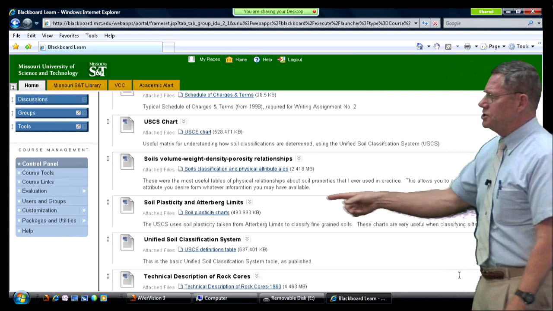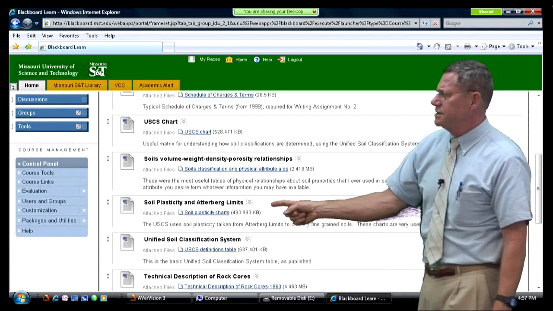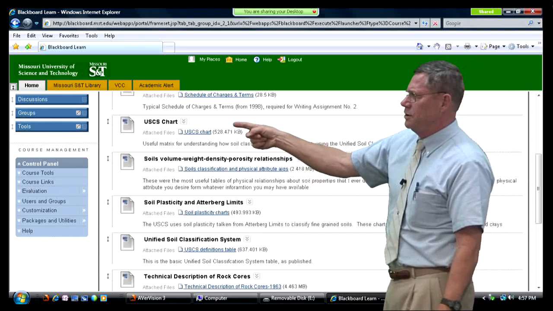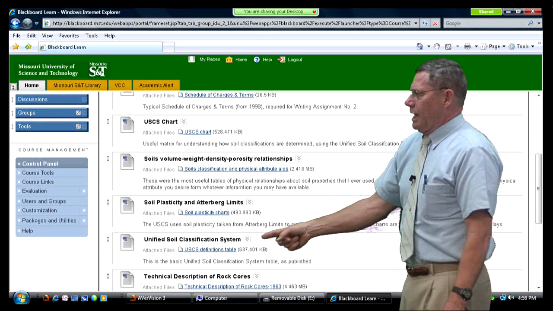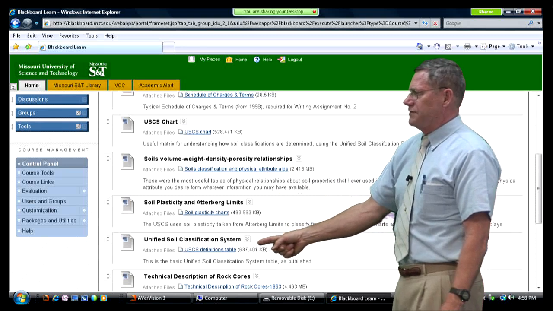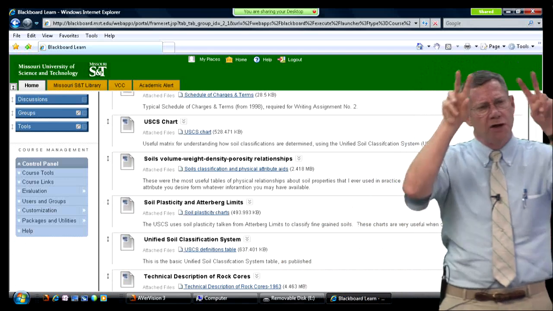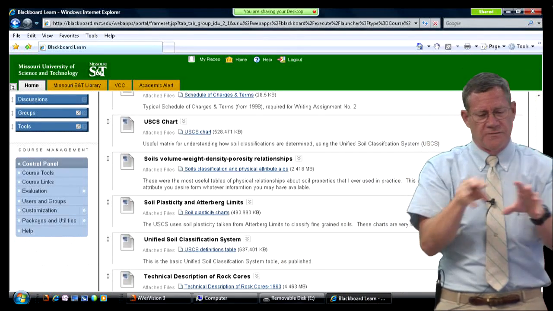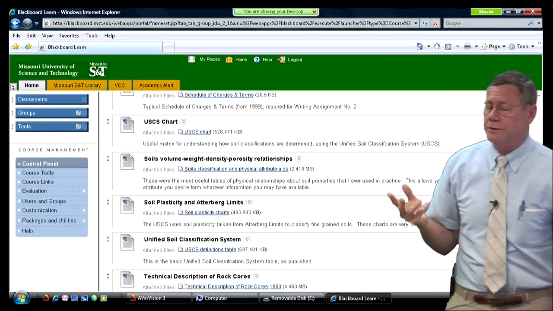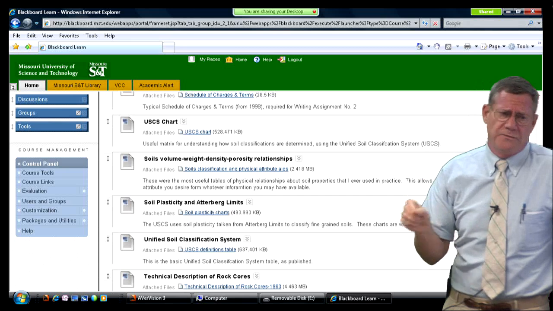Then I have a little cheat sheet that I put together on soil plasticity and Atterberg limits, which helps you to do the Unified Soil Classification System for silts and clays. And then I have a Unified Soil Classification System flow chart. So how you troubleshoot and go through the flow of classifying a soil when you're in the field and when you're in the lab. Now in the field you make guesses, and you have what's called a field log.